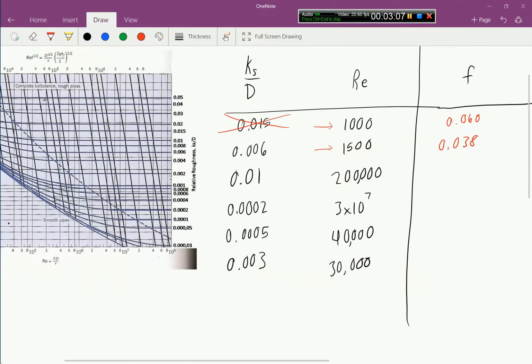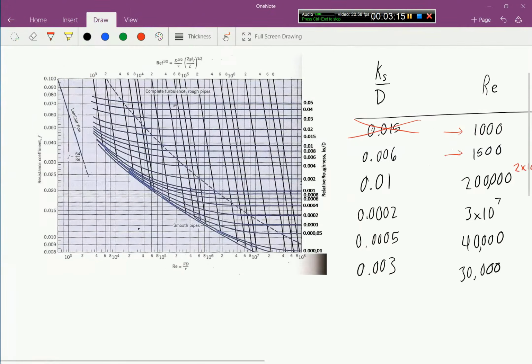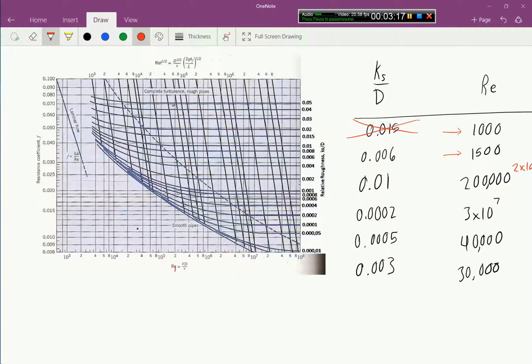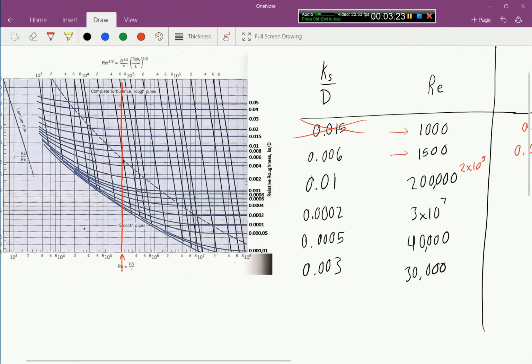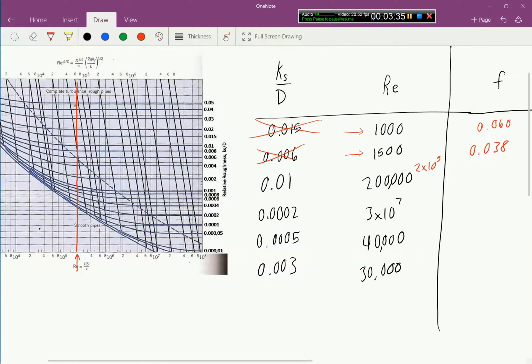Okay, moving on to Reynolds number of 200,000, which can also be written as 2 times 10 to the fifth. So we find 2 times 10 to the fifth, which is right here. We draw a line straight up. And also, again, sorry, on this second example, this is 0.060. That's just there to confuse you. You don't need that value at all. It has no effect on F.